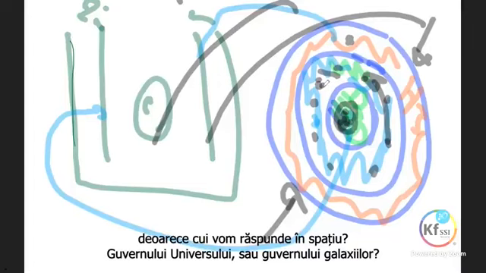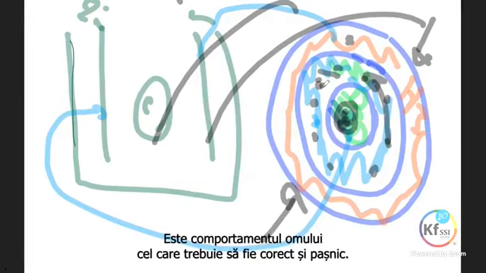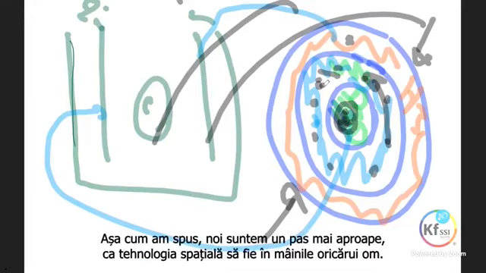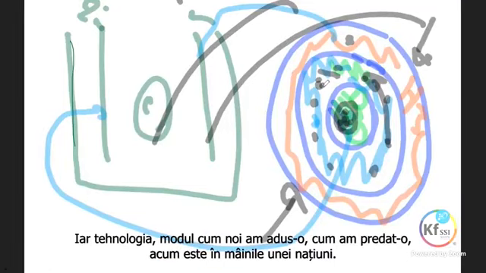Because who are we going to answer to in space? The government of the universe or the government of the galaxies? It's the conduct of man which has to be correct and has to be peaceful. As I said, we are one step closer to the space technology being in the hand of every man.